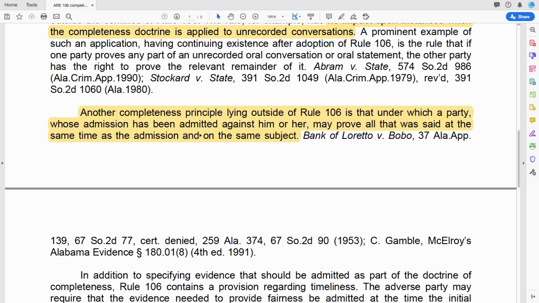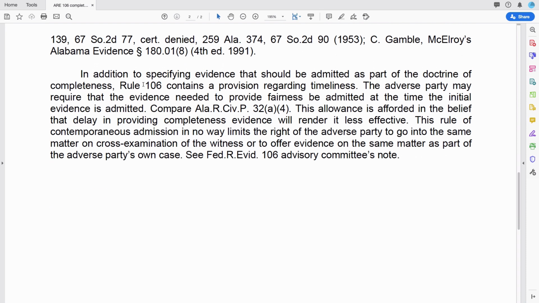A document. There's a portion that's been admitted. Now let's put the whole document in. That's what we're talking about here. So this also has some instructions about timeliness. Okay, so here's what we mean. What this is saying is that the other side can require that the whole document be admitted at the time that the initial portion of the document's admitted.